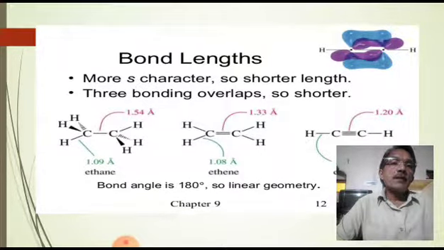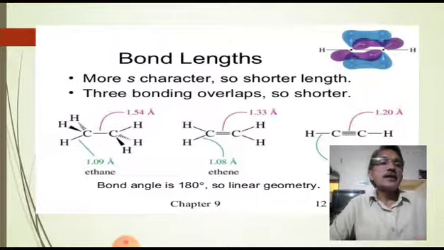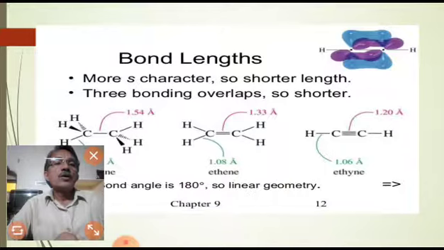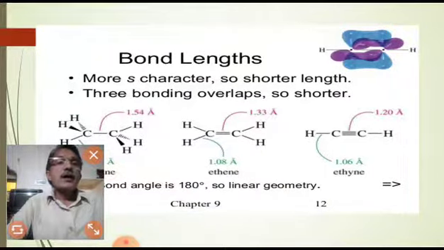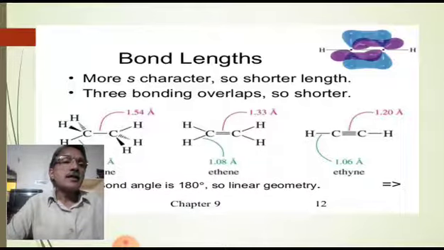When we observe the bond length values in ethane, ethene and ethyne, one thing is clear. Carbon-carbon single bond length in ethane is 1.54 angstrom. Carbon-carbon double bond length in ethene is 1.33 angstrom. Carbon-carbon triple bond length in ethyne is 1.20 angstrom. As the number of bonds between two carbon atoms increases, the bond length decreases.